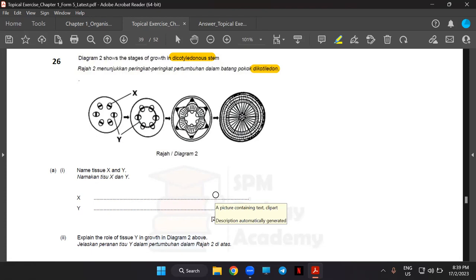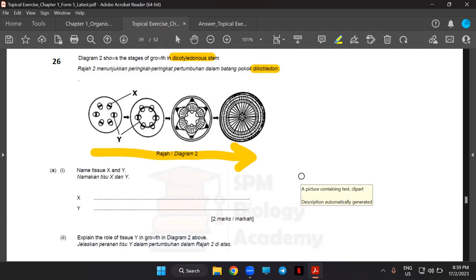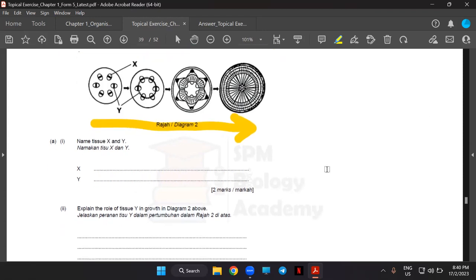Bila kita lihat gambar ini jelas menunjukkan bahawa secondary growth yang berlaku di bahagian stem batang tumbuhan tersebut. Pertumbuhan sekunder di bahagian stem batang eudicot tersebut. This is what this picture shows. Secondary growth, pertumbuhan sekunder. Okay, soalan dia. Name tissue X and Y. Namakan tissue X dan Y.